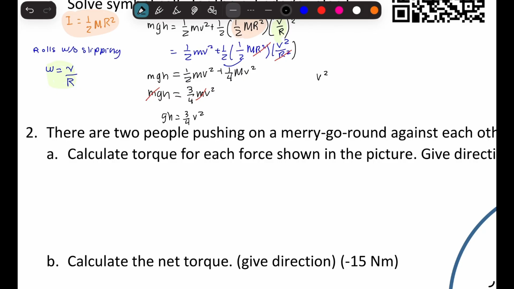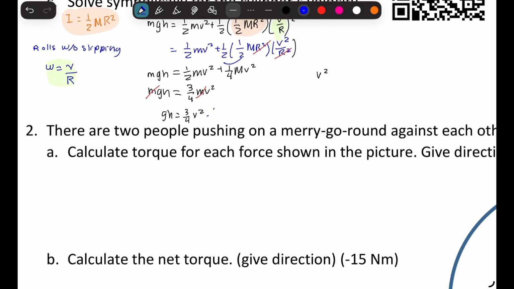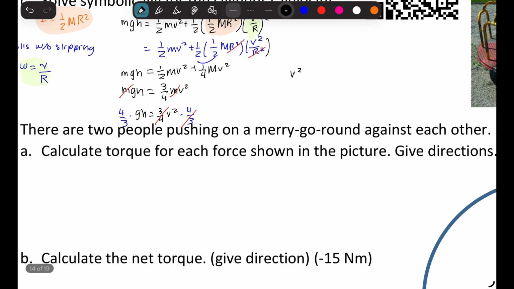So then for v squared, if you multiply by the reciprocal onto both sides, that cancels out, and that cancels out. So on this side, v squared is going to equal 4 over 3 times gh. If you take the root of both sides, v is just equal to the root of 4 over 3 times gh. And that is your answer for that part.